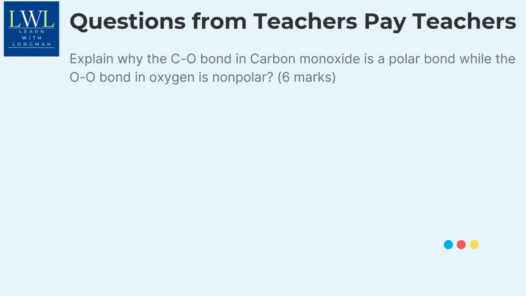The first question says, explain why the CO bond in carbon monoxide is a polar bond, while the OO bond in oxygen is nonpolar. Have a moment to think about this, perhaps pause the video and write your answer. Consider that it's worth 6 marks, and consider that it would be a good idea to draw a diagram to represent each of these molecules and the bonds involved.